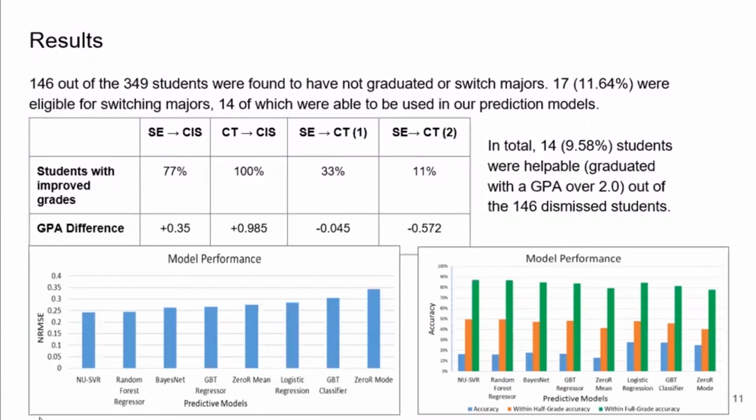As you can see on both charts, new SVR and random forest regressor performed the best at an almost tie, followed very closely by our noisy average Bayesian network.